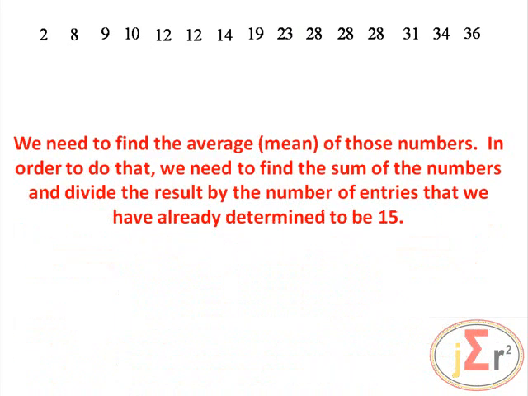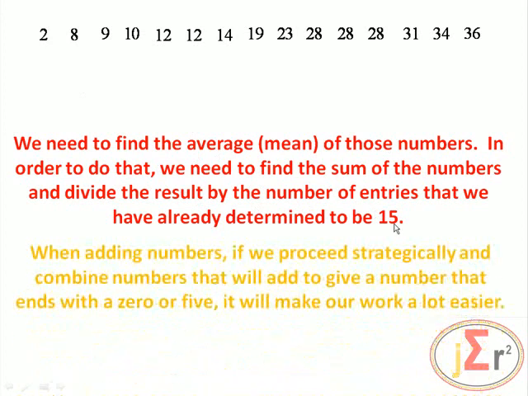We need to find the average, which is the mean of those numbers. In order to do that, we need to find the sum of the numbers and divide the result by the number of entries that we have already determined to be 15. So we need to add all of these numbers and divide by the number of them. The number of them we have determined already to be 15, so we don't need to count these. So we need to add all of those numbers.